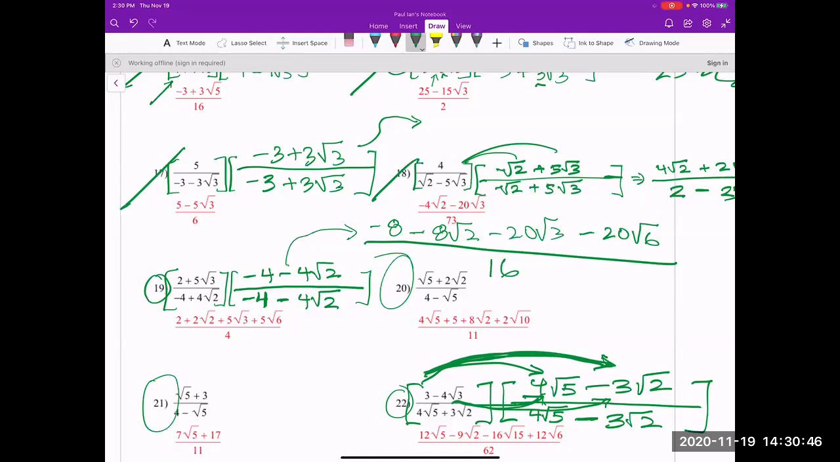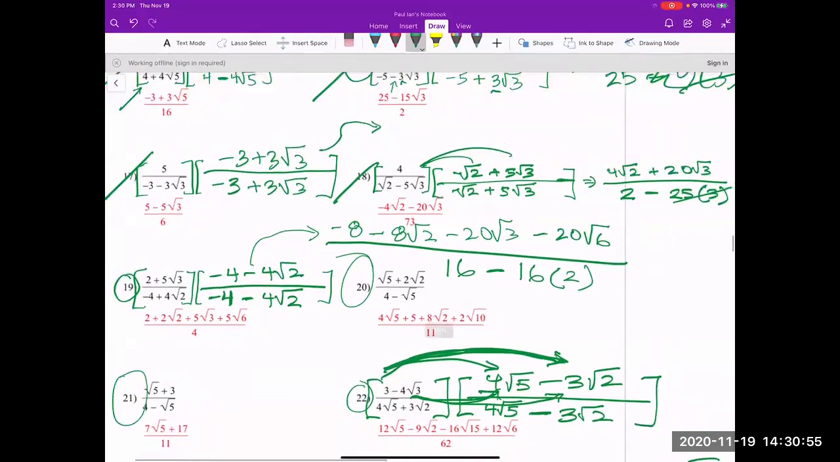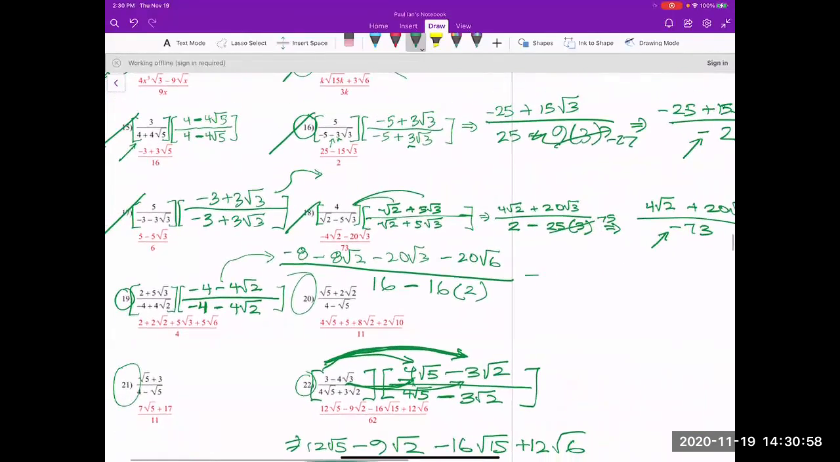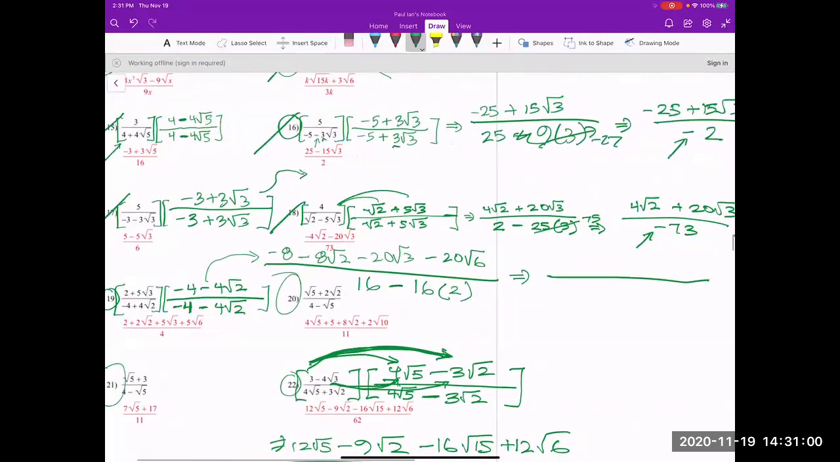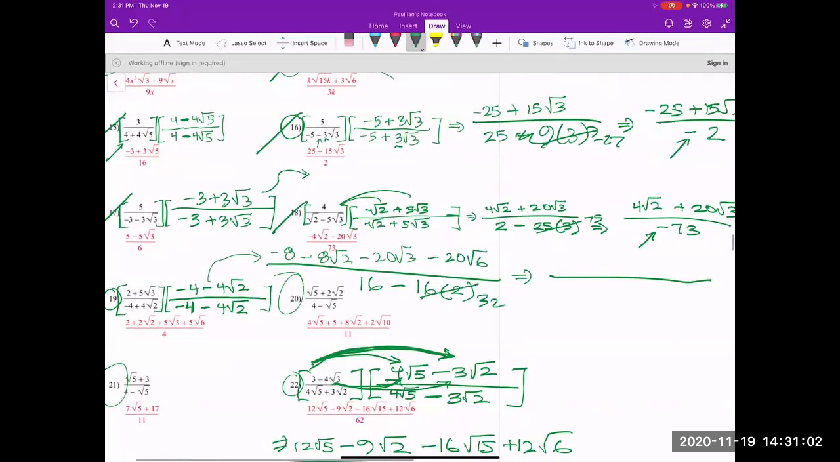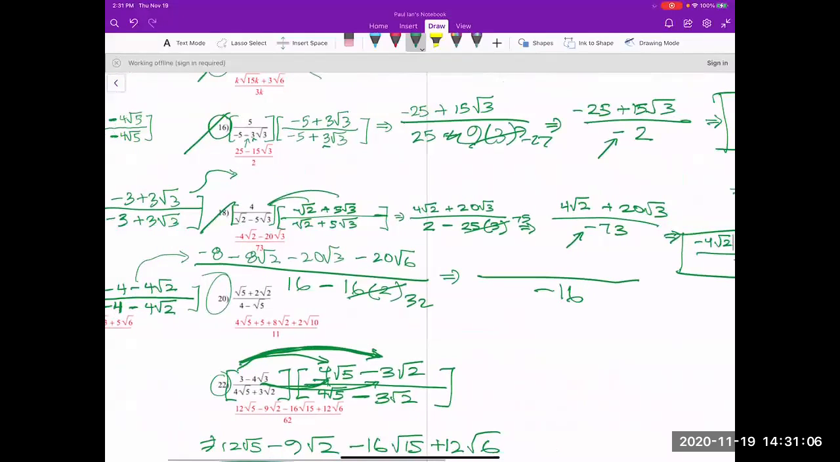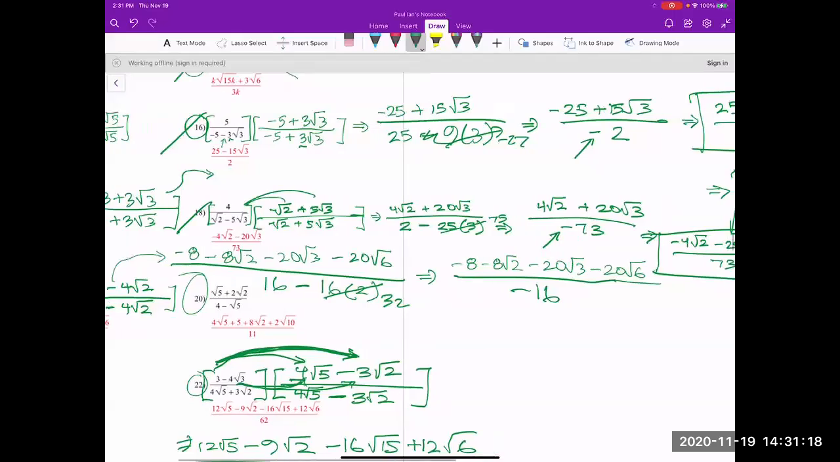The other two cancel out, and you only have the last term, which is negative 16 times 2. Okay, now we can simplify. So let's see, this is 32, so minus 16. And then I guess I will rewrite the top one, just for clarity. Negative 8 root 2 minus 20 root 3 minus 20 root 6.